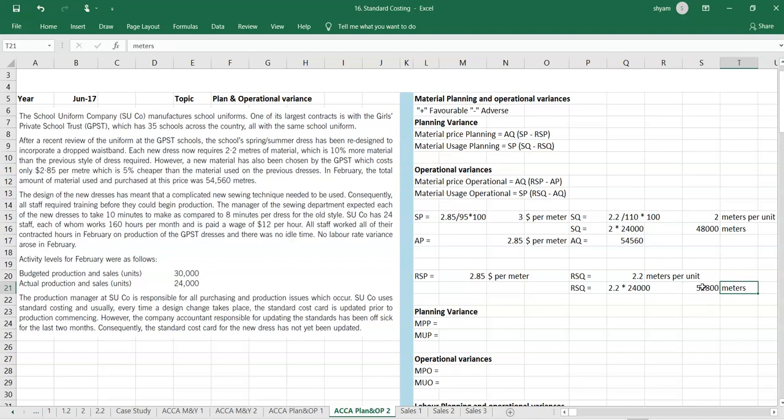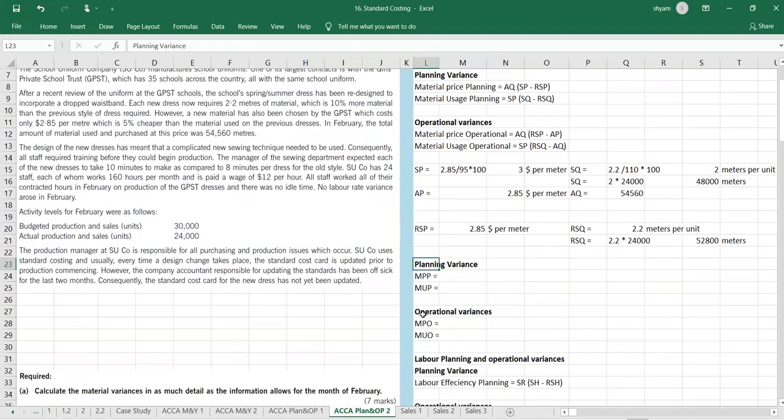So 52,800 meters is the RSQ. Okay, so I think now we got all the numbers. From here on, solving the problem is quite easy. So rather than working out planning variance and operational variance, we'll work it out in terms of material price variance.